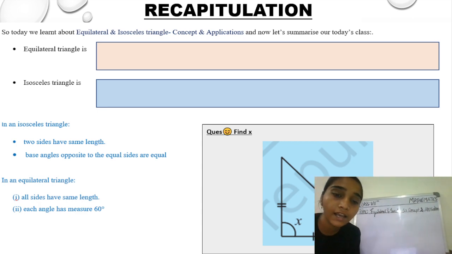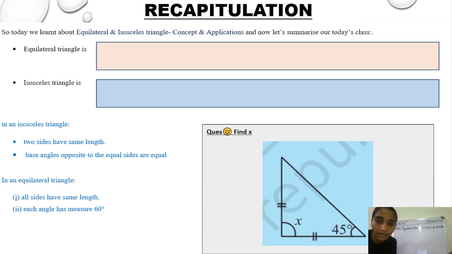And what about an isosceles triangle? What is an isosceles triangle? Yes, an isosceles triangle is a triangle in which the two sides are in equal length. So we can say that also in the isosceles triangle the base angles opposite to the equal sides are always equal. And in an equilateral triangle all sides have equal length, and also each angle has a measure of 60 degree.